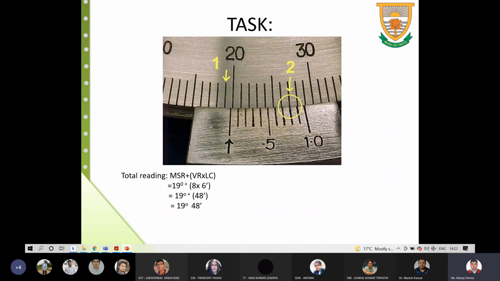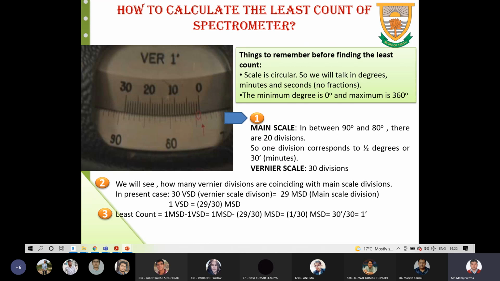Right? So each and every spectrometer has a different type of vernier scale. Even in offline mode we have spectrometers which have 30 divisions in the vernier scale, and some spectrometers which even have 60 divisions on the vernier scale. Even the main scale readings can change. It depends on the type of spectrometer which we are using, but for all these types you have to first calculate the least count, otherwise you cannot find the total reading.